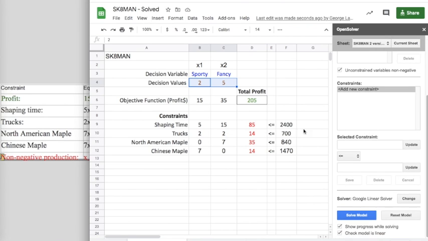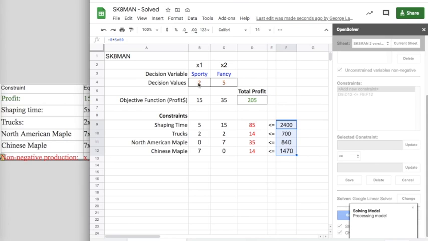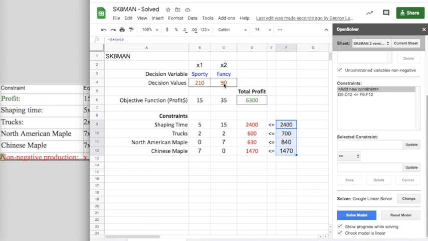And then my constraints, notice it says unconstrained variables non-negative. So that's my non-negative production constraint down here. I don't have to put one in for that because it's just a checkbox. And then for my constraints, I want all of the left side, update on the top, to be less than or equal to all of these on the bottom. And save that constraint. And then I can solve the model, and the computer will try a whole bunch of different numbers, and it will come up with the best production rates for these. It says I should make 210 sporty, I should make 90 fancy, and my profit will be $6,300 per week.